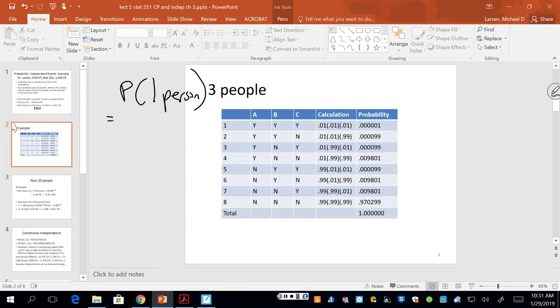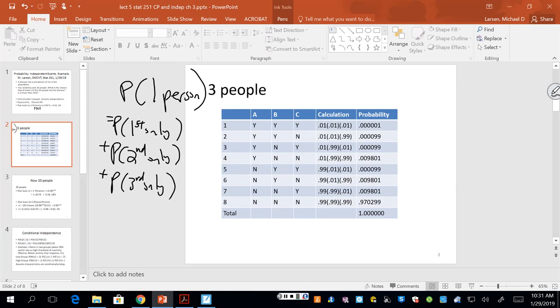The probability that exactly one person has it: there are 3 distinct ways. We can have the first person only having it, or the second person only having it, or the third person only having it. These three things are disjoint. There's no intersection between them, as it's phrased. So the first person only having it is in this row, the second person only having it is in this row, and the third person only having it would be in that row.